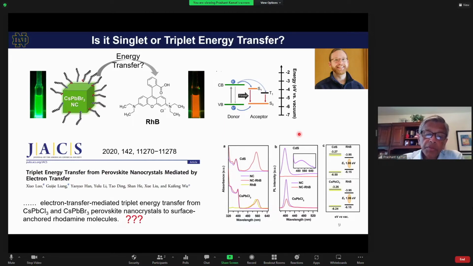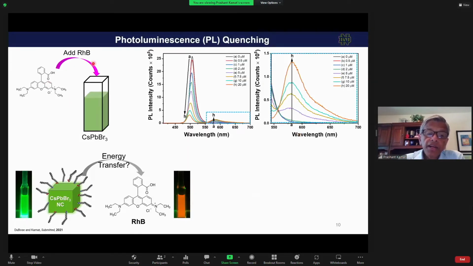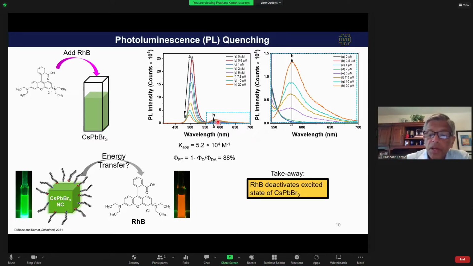So we did the very simple experiment one can do. Just go on adding rhodamine B, and we excite at a wavelength where rhodamine B does not absorb. And clearly you can see as you increase the rhodamine concentration in micromolar concentration, you see a quenching of this cesium lead bromide emission. At the same time, you are seeing an increase in the emission of rhodamine B. And you can see here an enhanced image of this region. So we got about 88% energy transfer by comparing the donor and donor-acceptor system. Okay, so this tells you that it is deactivating the cesium lead bromide.